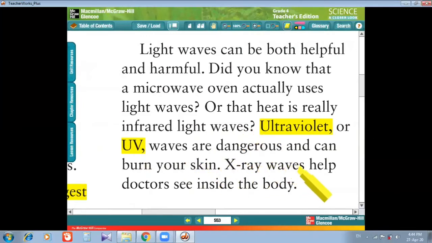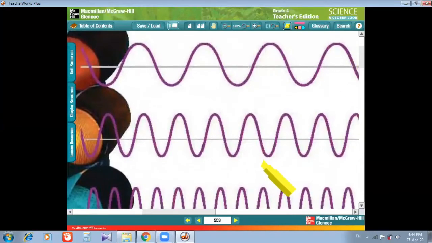X-ray waves help doctors see inside the body. So this is helpful. At the top of the page, you have the picture of a traffic signal. The red wavelength is very long. The orange wavelength is a little shorter, and the green is the shortest. The wavelength of the red light is the longest, and the wavelength of the green light is the shortest.